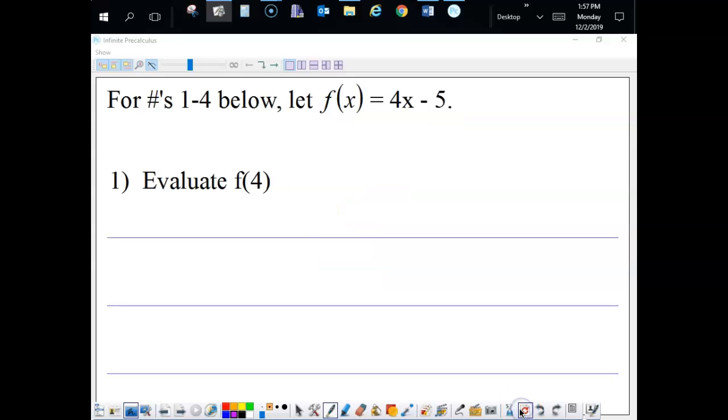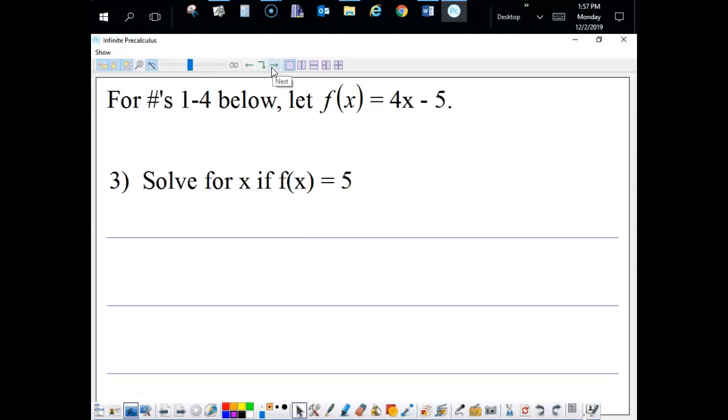Next one, let's take a look at, I'm not going to do 2. I'm going to let you guys do 2. I'm going to do 3, though. Let's do 3. So for 3, solve for x, Jonathan, if f of x is equal to 5.